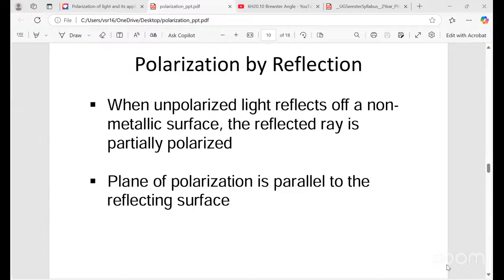Next, polarization by reflection. When unpolarized light reflects off a non-metallic surface, the reflected ray is partially polarized.